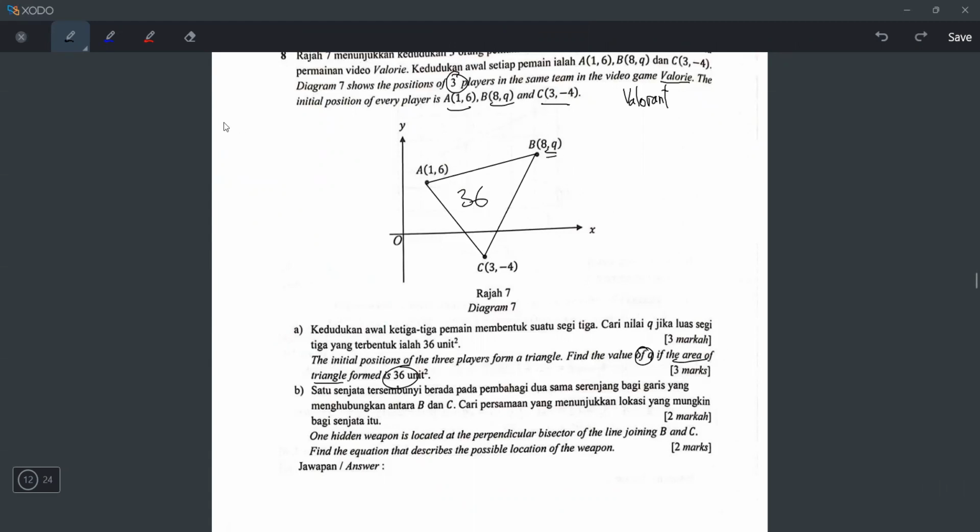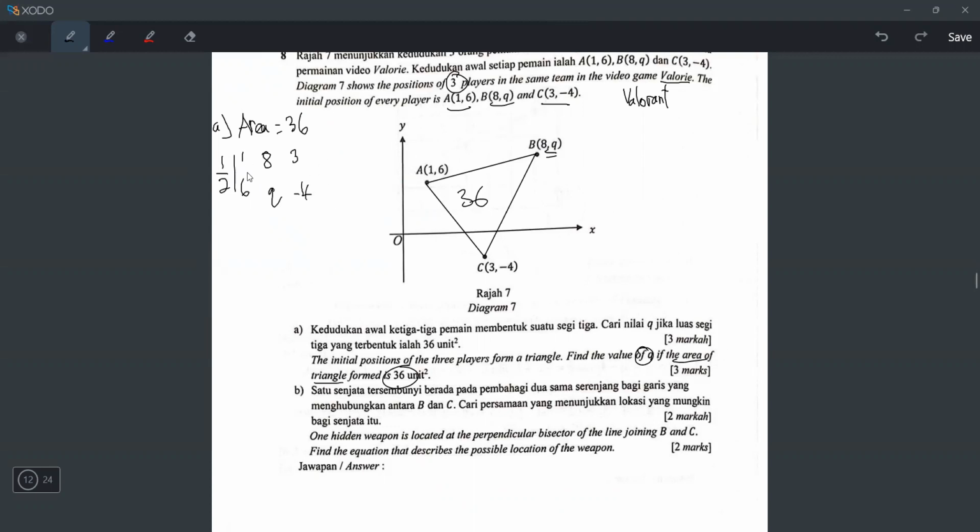This is a coordinate geometry question. So you know the area is 36 already. So what formula will you use? You will not use the 1 over 2 times base times height formula. This is coordinate geometry. You should use the 1 over 2 modulus formula, and then you put in all the coordinates inside. I will start with A, (1, 6). Actually, you can start with anything you want. But I will start with A and then go with B, (8, Q), and then go with point C, which is (3, negative 4).